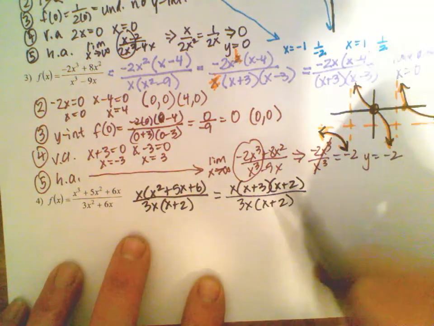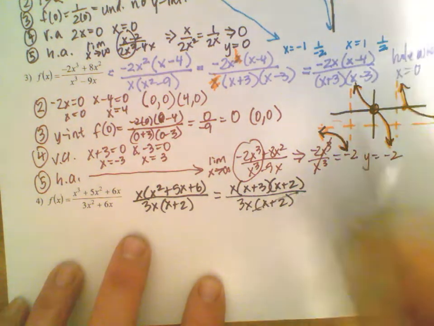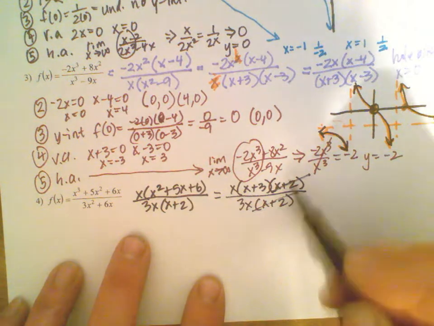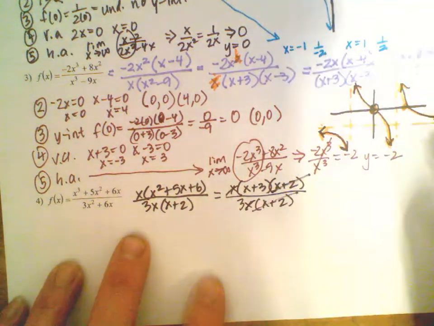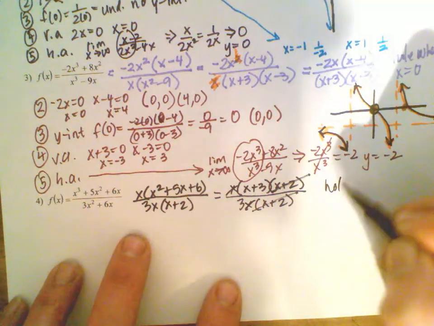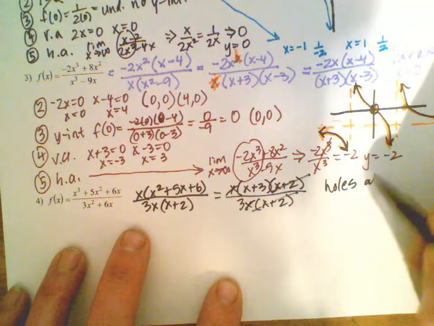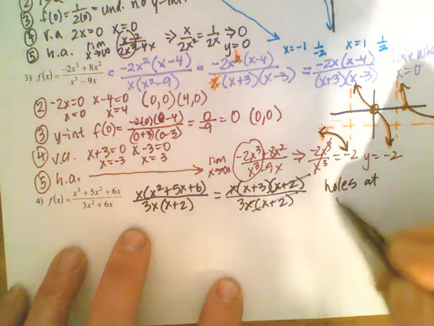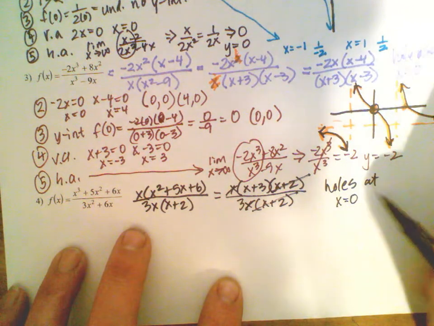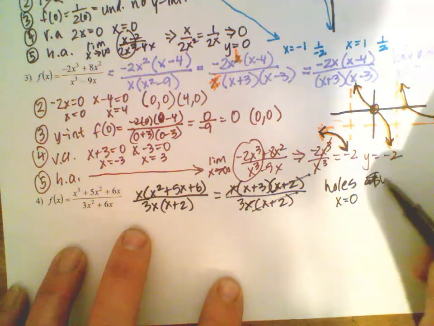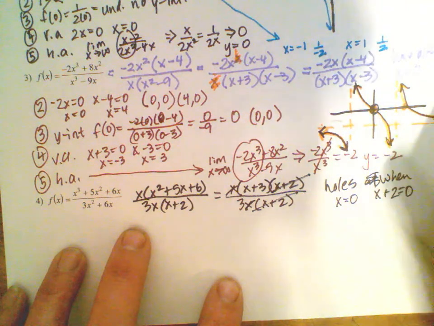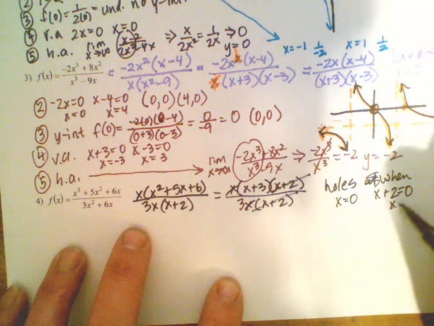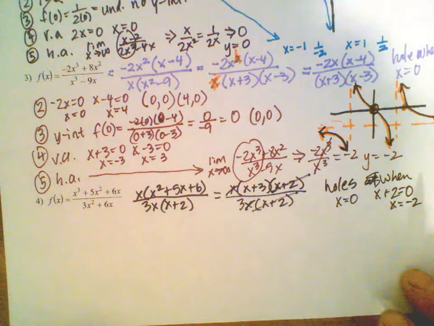Oh, okay, now I do remember this. This one is where I have 2 holes. I have a hole at x plus 2, and I have a hole at x. So my holes are when x equals 0, and when x plus 2 equals 0. So it's at x equals 0 and x equals negative 2. So I have 2 holes in that graph.